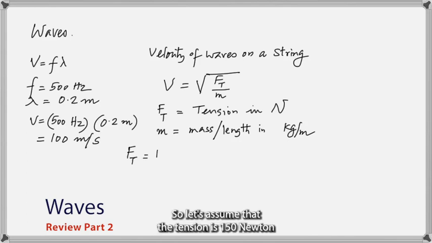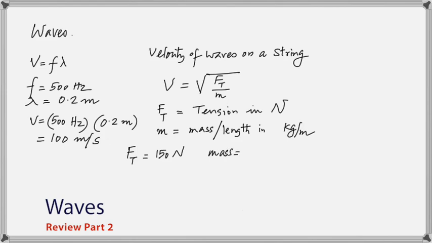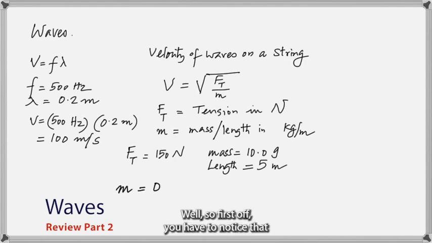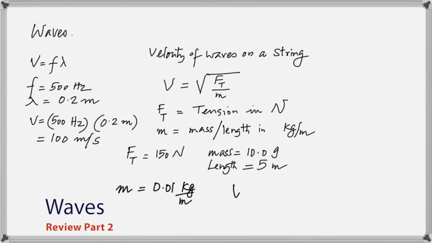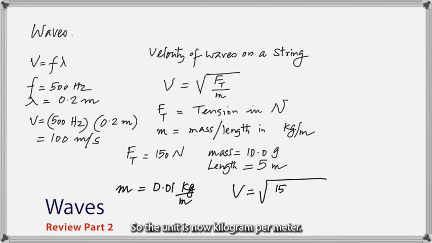So let's assume that the tension is 150 newtons and the mass is 10 gram, and this is the mass of a length of 5 meters. So first up, you have to notice that the mass is in grams. You have to change it into kilogram. Now to change gram into kilogram, you divide by 1000. So 10 divided by 1000 is 0.01 kilogram. So the unit is now kilogram per meter.